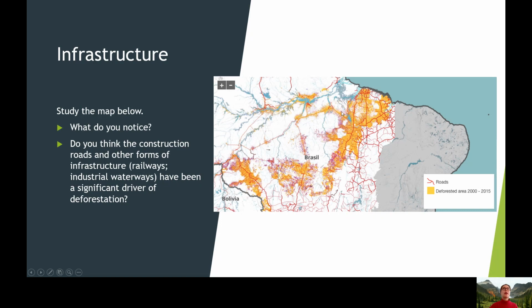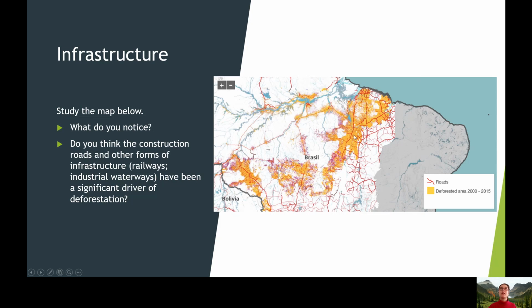Now, let's have a look at this map showing infrastructure. So examples of infrastructure are railways and waterways and roads that are being built. What do you notice about this map? We can see here that the red represents the roads and the yellow represents deforested area. We can see that areas deforested correlate, are in the same place as where roads have been built.